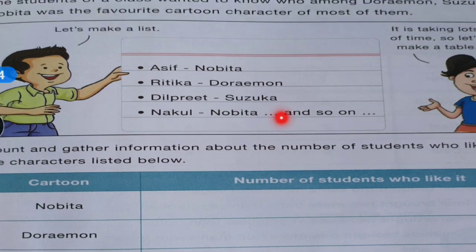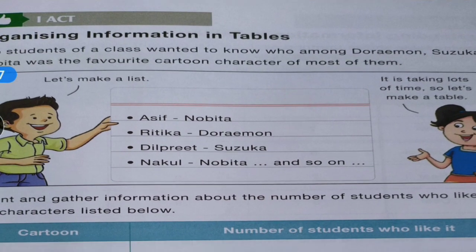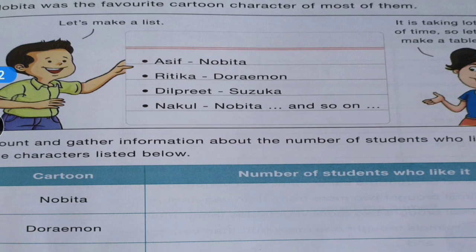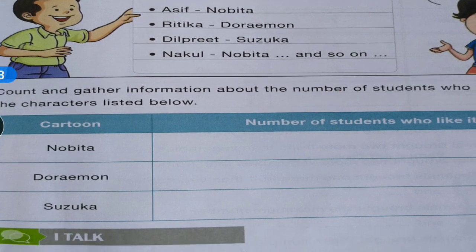If by using this list format I make these lists, then I have to make the 40 student list, or you have to make the 40 student list. It is a very long list, lengthy and time consuming. Okay, why are we making the tabular form? For making it short, to decrease and reduce our time.